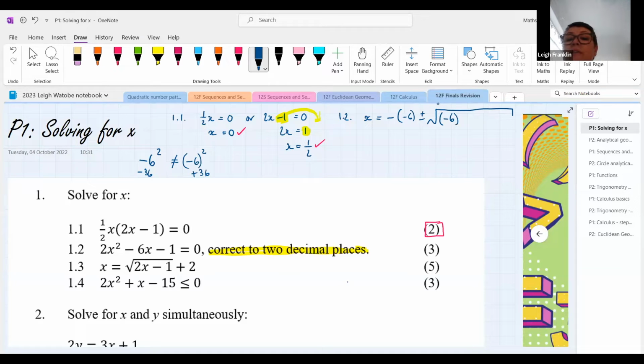So (-6) squared minus 4 times A, the value of A in this case is 2, and the value of C is -1. And all of that is over 2A. All right, and you can see here it's out of 3 marks.